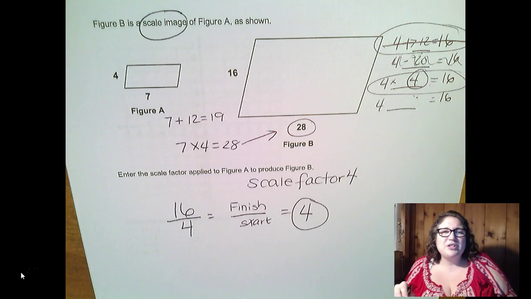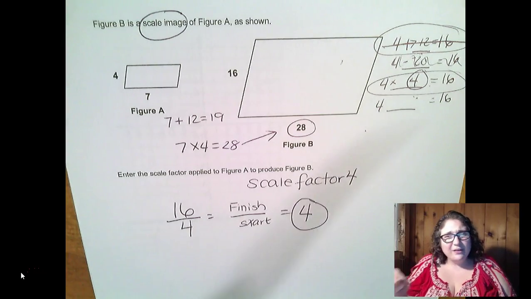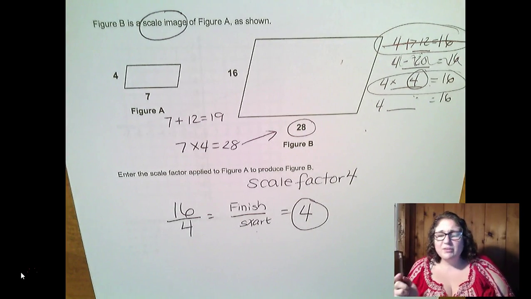Everyone better get this type of question right. It is easy. All right, you can handle it. If you don't know how to do math, you can do it that way. If you know how to do it in 7th grade, boom.